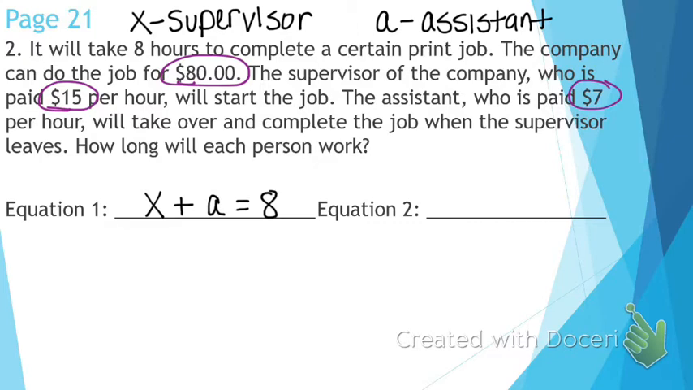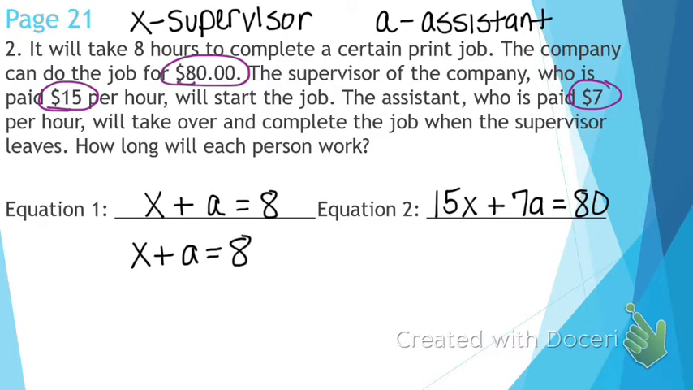So the supervisor, how much does the supervisor make? 15. So we got 15x plus his assistant, 7. So 7a. And that's going to equal 80. So we need to solve this equation. We can do elimination or we could do substitution. We also have calculators in the front if you need a calculator, since you cannot have your phone out. So we're going to solve this using elimination. So I just rewrite them.